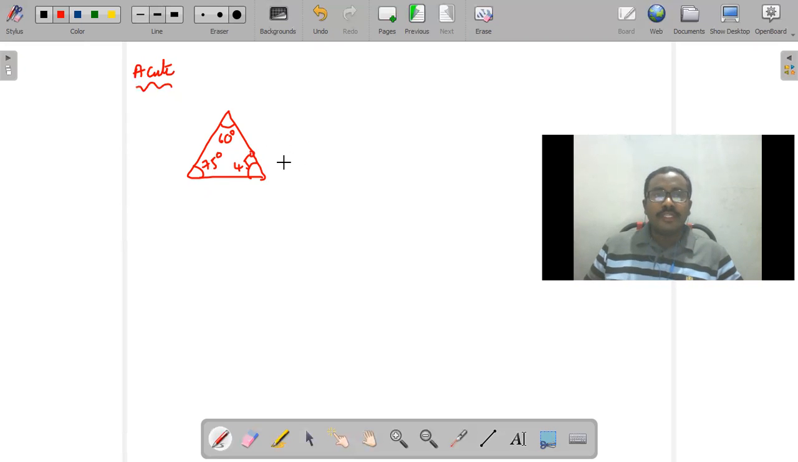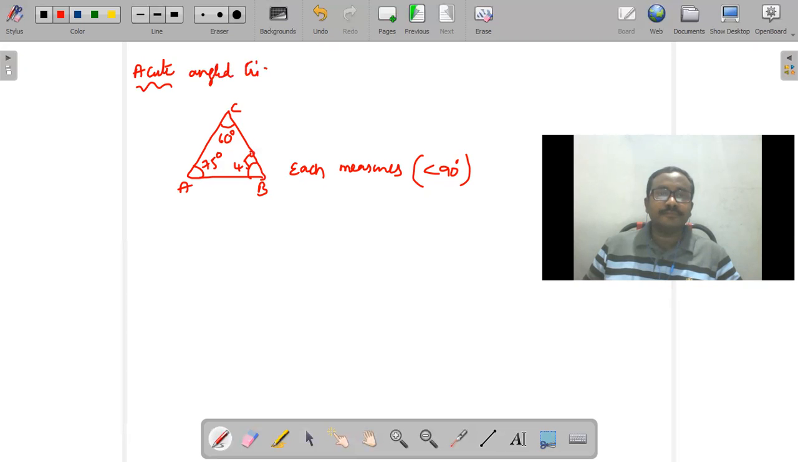Okay. So in an acute angle triangle, each angle measures less than 90 degrees. Each angle measures less than 90 degrees. Then we can say that the given triangle is an acute angle triangle. So ABC is the vertex. So each angle measures less than 75 degrees. Then we can say that the given triangle is an acute angled triangle. Okay, I hope you understand this.